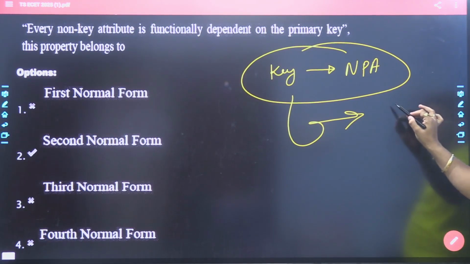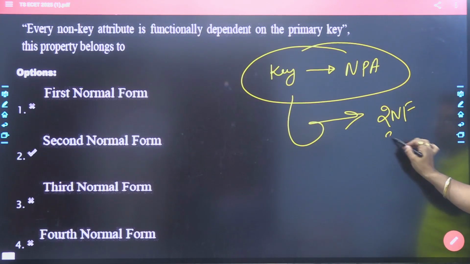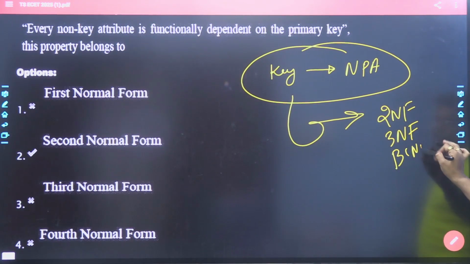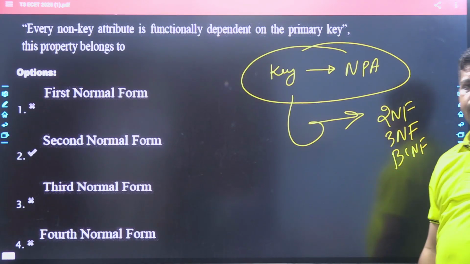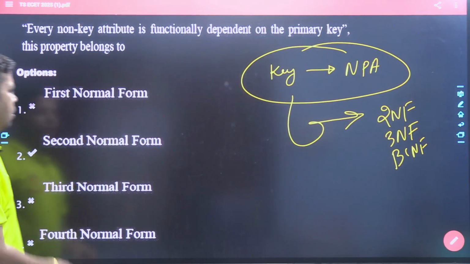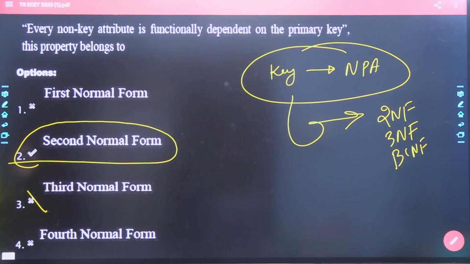Okay, so we can say that if this condition is satisfied, your relation is in second normal form, as well as in third normal form, as well as in BCNF. So all these three statements are correct. So they are saying that it is in second normal form. It is the weakest normal form, but it is also in 3NF as well as in BCNF.